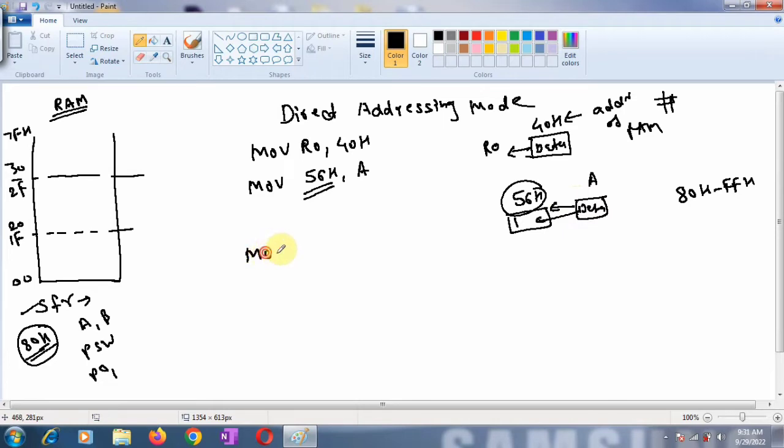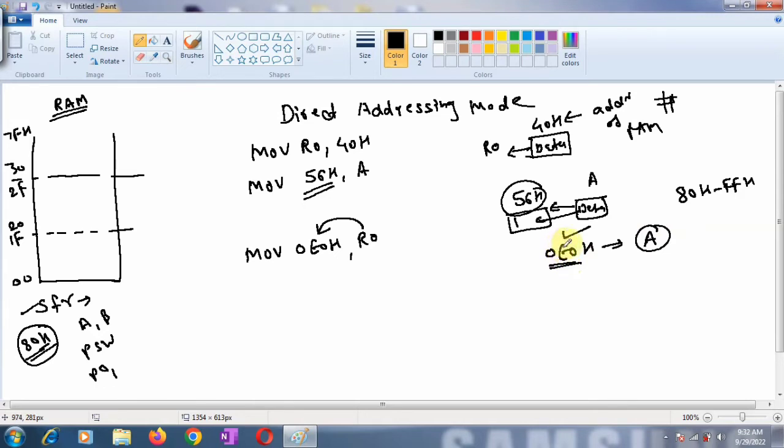Suppose you write the instruction MOV 0E0H, R0. The meaning of this instruction is that the contents of R0 are copied to the 0E0 address location. But this 0E0 address is nothing but the address of your accumulator in the SFR area. So instead of writing accumulator, you can also write it by its address, which is 0E0H.